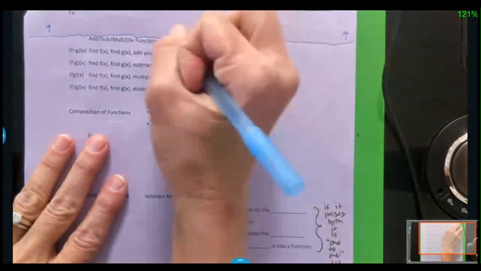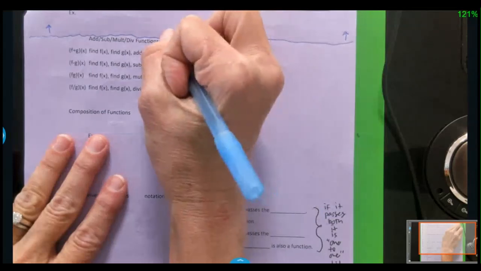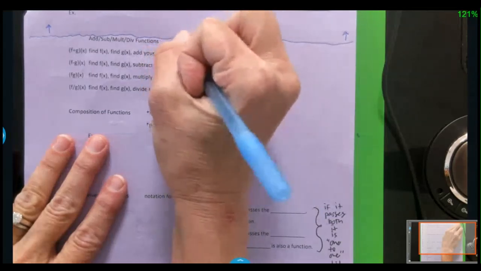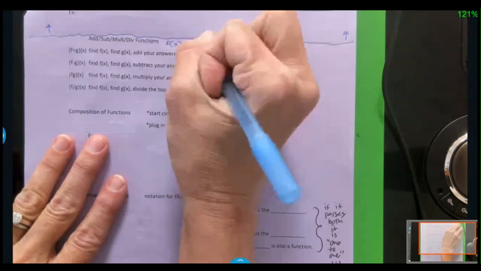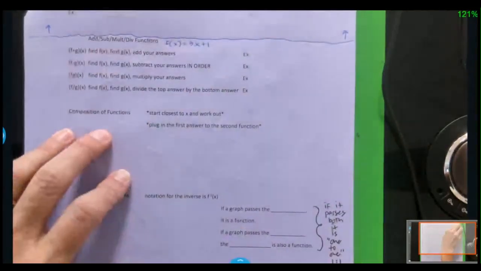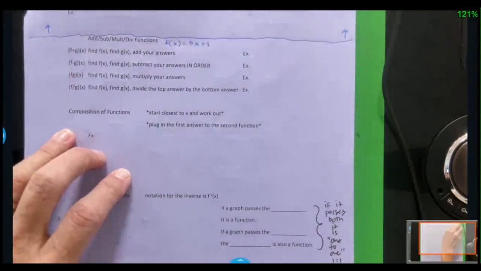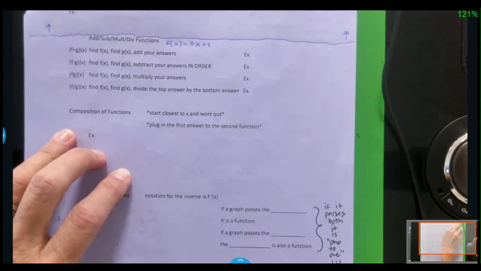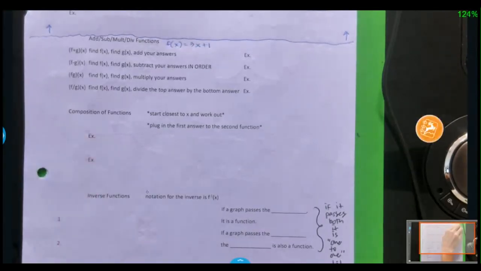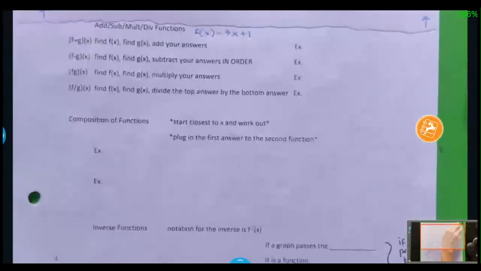All right, we don't have a ton of room right here, so let me show you what we're going to do. I want you to put just really small, f of x is going to be 3x plus 1. That is a linear equation in slope-intercept form. y equals mx plus b. So our m would be 3, and our b would be plus 1. So your slope would be 3 over 1, and your y-intercept would be 1. That's going to be our first function.